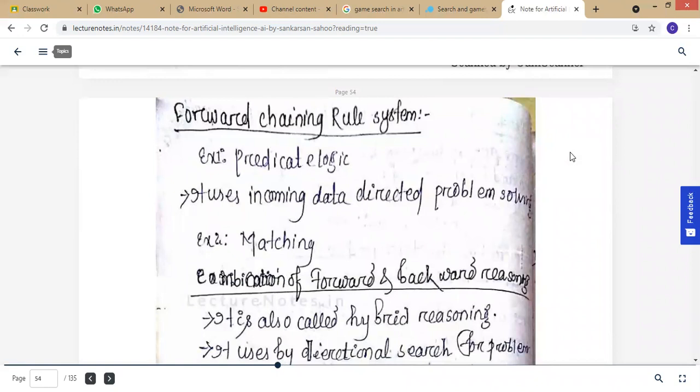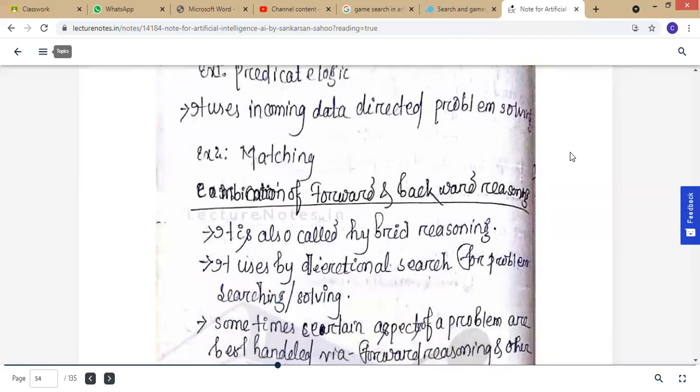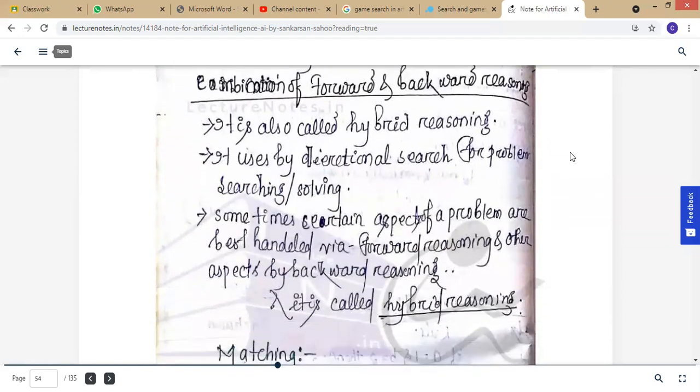Next, the forward chaining rule system, which is predicate logic. It is used in data-directed problem solving, for example, matching. It is also called hybrid reasoning, used by bidirectional search and propositions. Sometimes some aspects of problems are best handled via forward reasoning and other aspects via backward reasoning. It is also called hybrid reasoning.